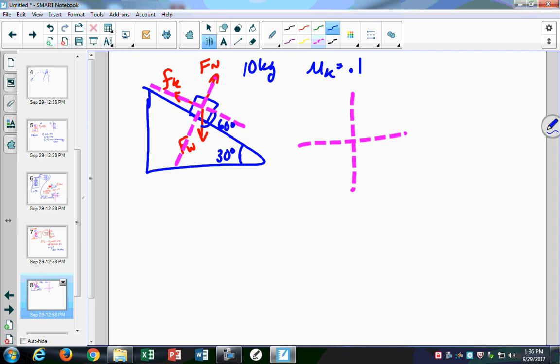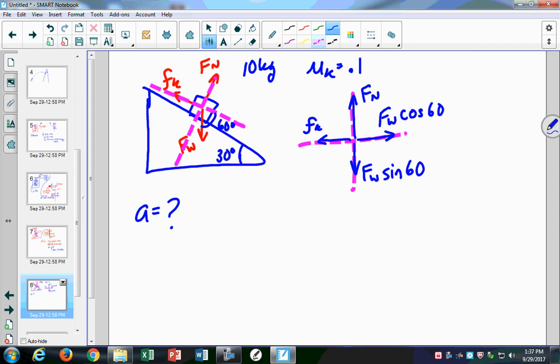Now I'm going to go ahead and resolve my vectors. Fn is already on the y-axis. Fk is there. This is going to be Fw cosine 60, and then this is Fw sine of 60. Now I need to find the kinetic friction. What I'm looking for here is the acceleration of this block. In order to do that, I'm going to consider the x function: the sum of the forces in the x is equal to m times a. But looking at this, while I know Fw, I don't know Fk.